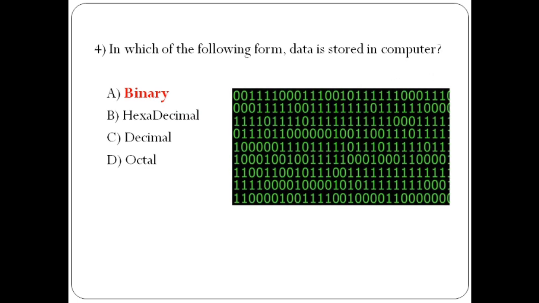In which of the following form data is stored in a computer? Binary number system uses only two digits 0 and 1. Computers operate in binary, that is, they store data and perform calculations using ones and zeros.